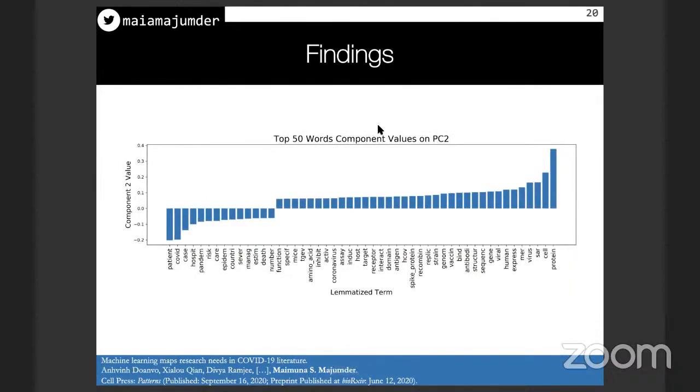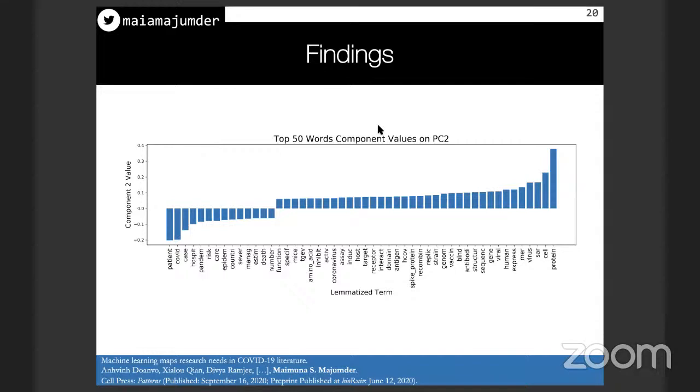To better understand what kinds of terms were driving the divergence we saw in PC2 between COVID-19 abstracts and abstracts pertaining to MERS and SARS, we examined the component values of the top 50 words on PC2. Here, we see that on the left, lemmatized terms include words like patient, case, and the term hospit, which represents words such as hospital or hospitalization, among others.